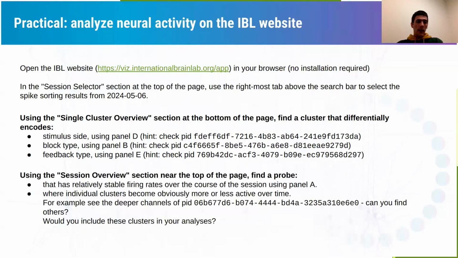And then the second thing that I think is interesting is maybe overlapping a little bit with some of the homework assignments that you did yesterday. So one is, again, just to click around, look at a bunch of different probes, and see if you can find a probe that has relatively stable firing rates over the course of the session. Hopefully this shouldn't be too hard to find.